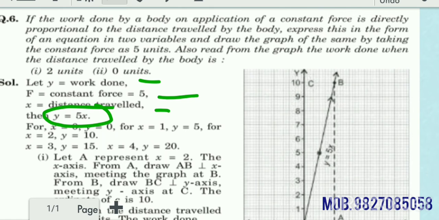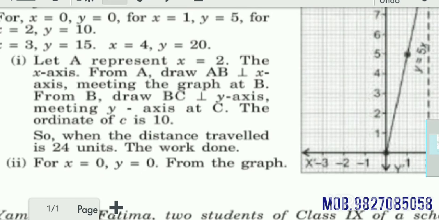Now put the values x is equal to 0, x is equal to 1, x is equal to 2, x is equal to 3, x is equal to 4 in this equation. So we get the value of y. Firstly, when x is equal to 0, y is equal to 0; when x is equal to 1, we get y is equal to 5, and so on. Now for the first, if the unit 2 means the value of x is taken as 2 and the value of x is taken as 0. Okay, for the first, represent x is equal to 2.